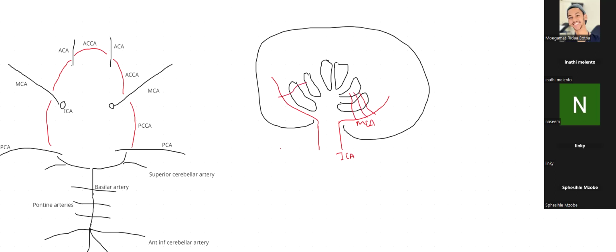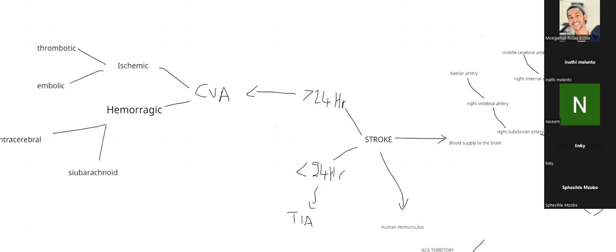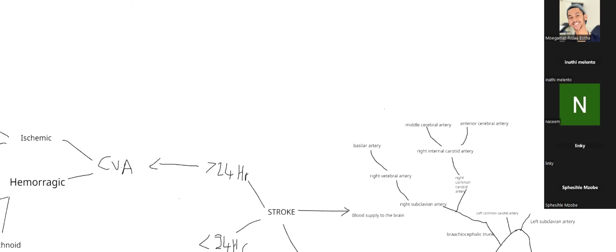Those lenticulostriate arteries supply essentially your basal nuclei. Okay. So now we're going to go quickly to the Oxford classification of stroke.